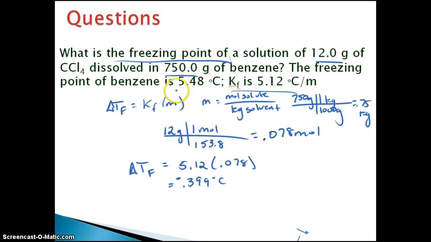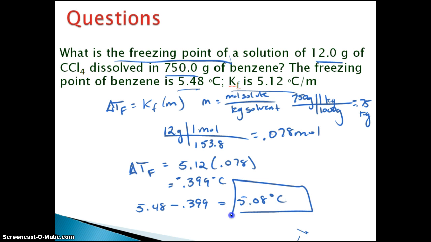So we know that benzene started with a freezing point of 5.48, and the solution, adding that solute, depressed it by 0.399 degrees Celsius. So we're going to subtract that, and we end up with a final freezing point of 5.08 degrees Celsius. And that would be our final answer. We have to actually subtract the change in temperature from the original freezing point.